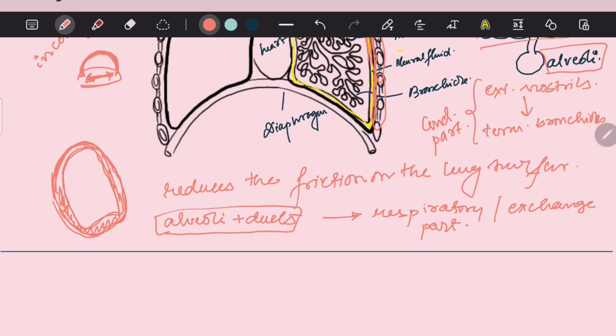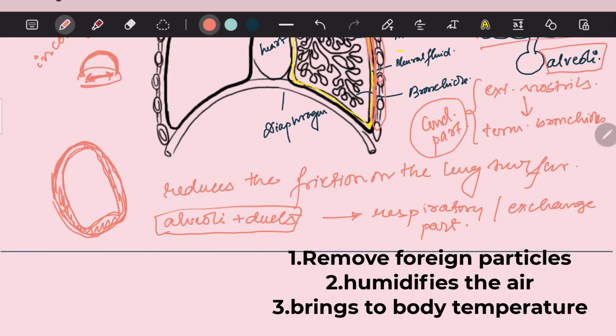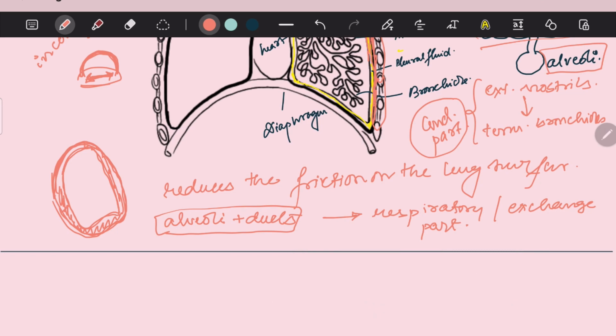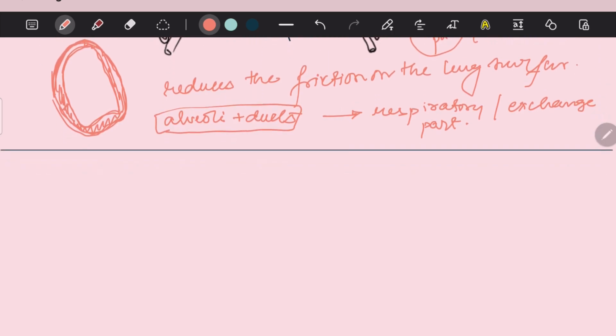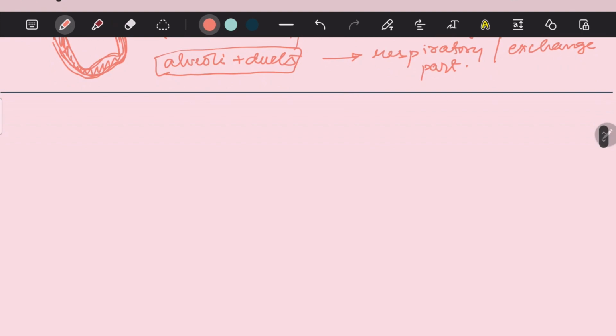Another very important function performed by this conducting part is, before letting the air enter into the alveoli, helping clear the air of various foreign particles. It also humidifies the air and brings it to body temperature, and that is an absolute necessity for the proper functioning of the alveoli. Now, the lungs are situated in the thoracic chamber, which is basically an airtight chamber, right? The thoracic chamber is formed dorsally by the vertebral column. Dorsal means the back of the body.